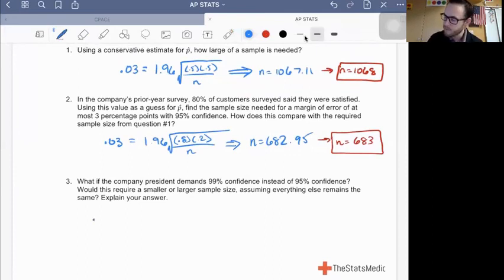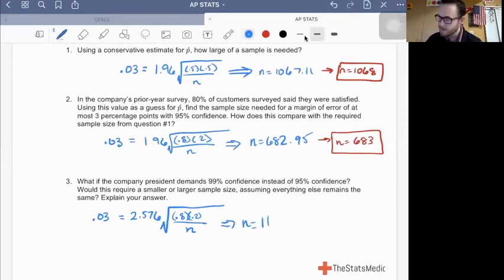So we have 0.03. We're looking at the new confidence level, and we're going to leave everything else the same. So we have 0.8, 0.2 over n. When you solve that, we get n equals 1,179.7, which will round to 1,180.